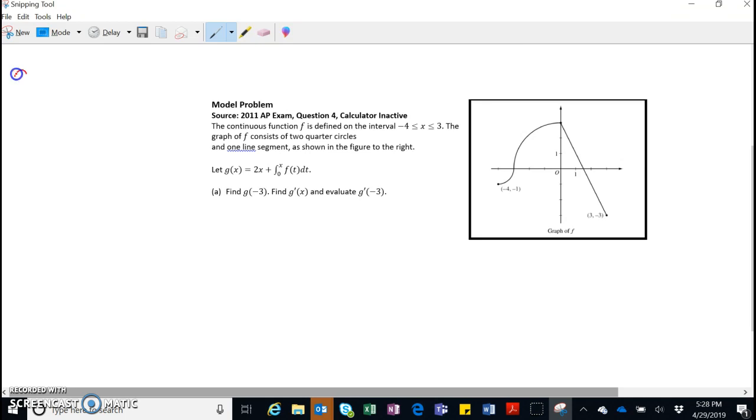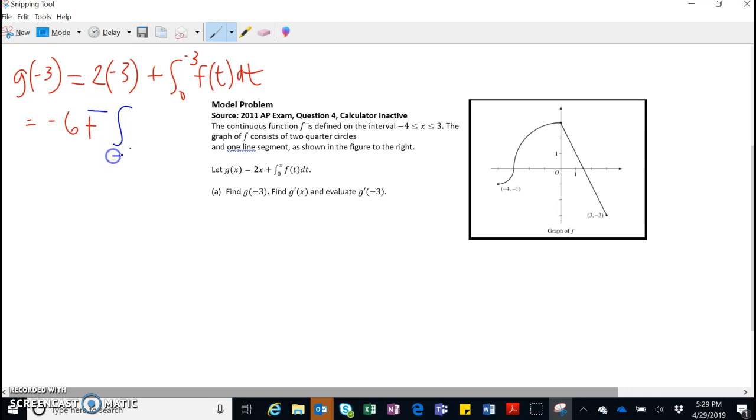So for g of -3, I'll do that over here. That just means take the g of x function and drop in a -3 everywhere we see an x. So that creates this expression here, 2 times -3 plus the integral from 0 to -3 of f. So I'll do some simplification and I get -6 plus the area from 0 to -3 of f of t. And it might make more sense for us to change this to a negative integral from -3 to 0 so that our bounds are in the right order.